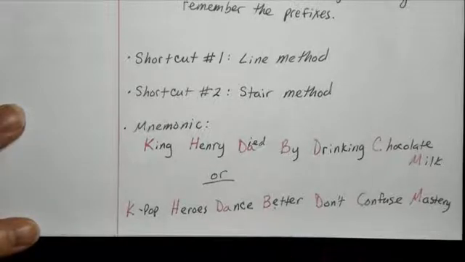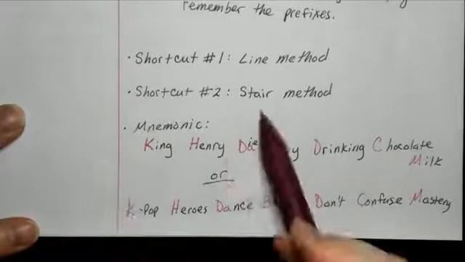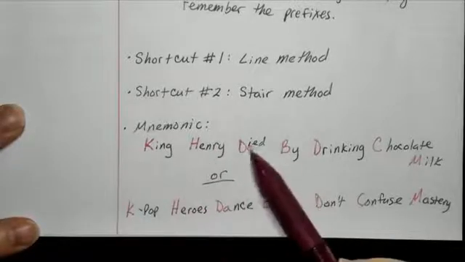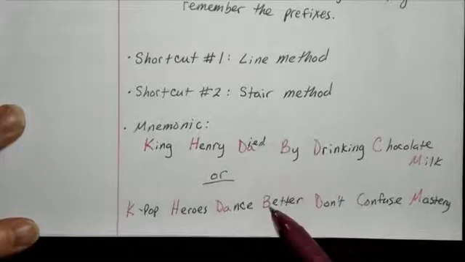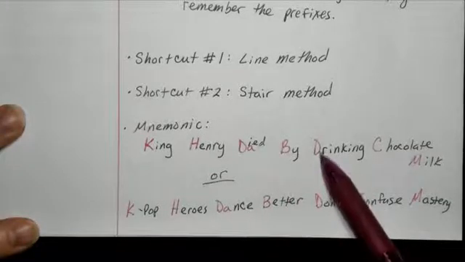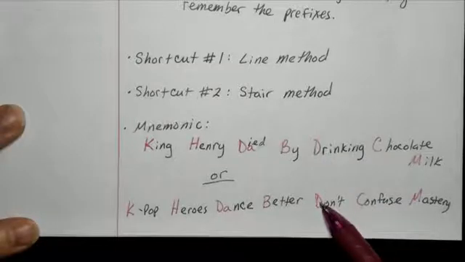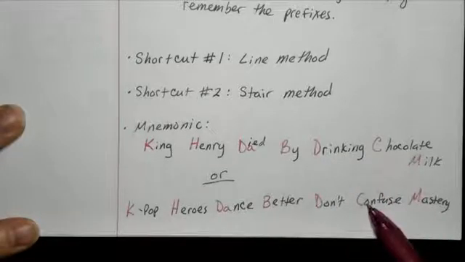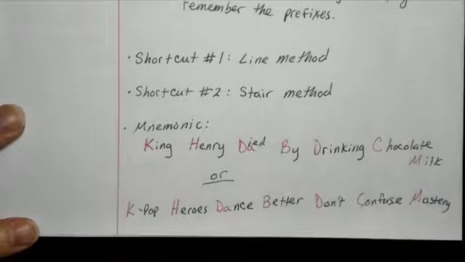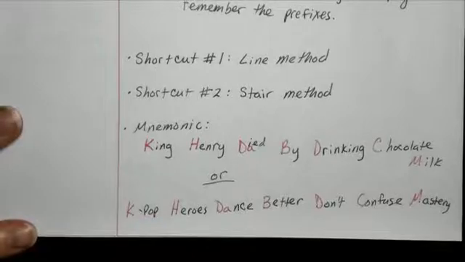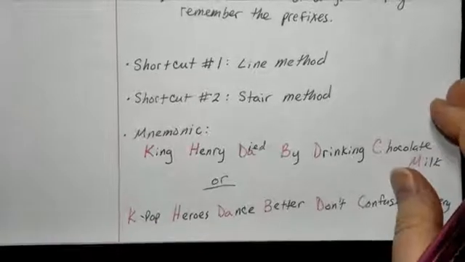Don't confuse mastery. All right, so K for kilo, H for hecto, DA for deca, B represents our base unit, D is for deci, C is for centi, and M is for milli. So that's how you can remember, if you can remember either of these, that will help you remember the order of your prefix letters.